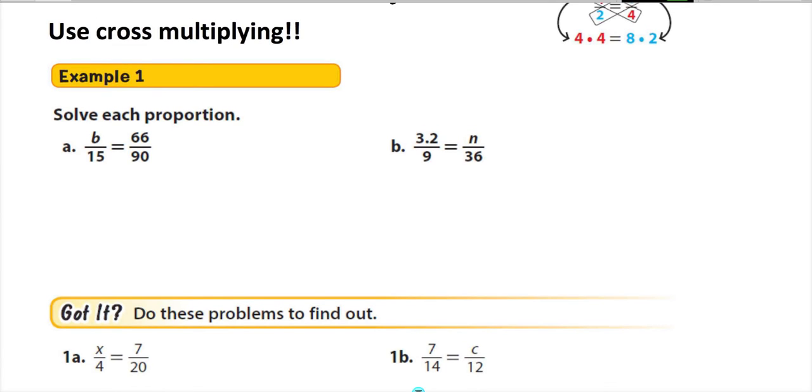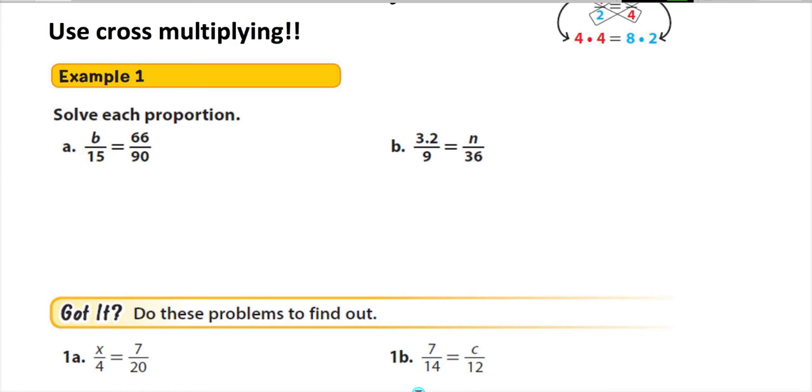All right, so we have b over 15 equals 66 over 90. Okay, so proportions, remember when something is proportional, it means it's equal to each other. So we need equivalent fractions. So basically what we're trying to figure out is when 66 is over 90, how can we change that to where it's something over 15. So we're going to use cross products, or cross multiplying, to figure that out.